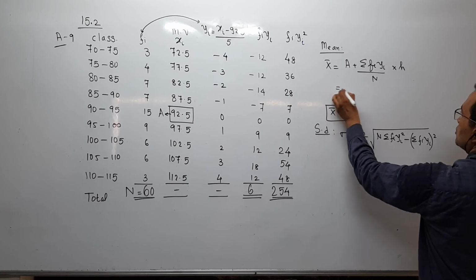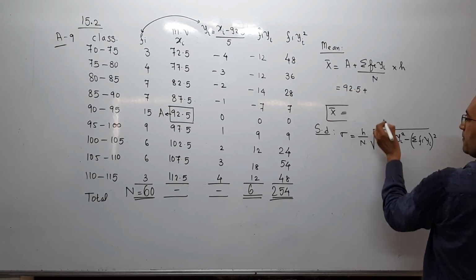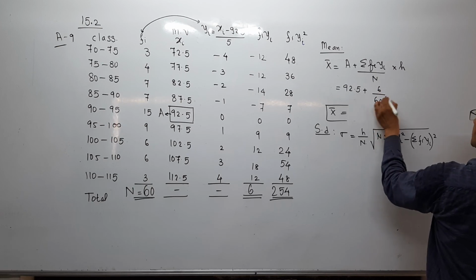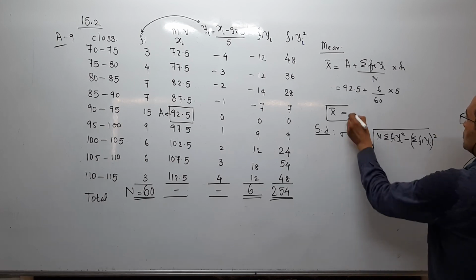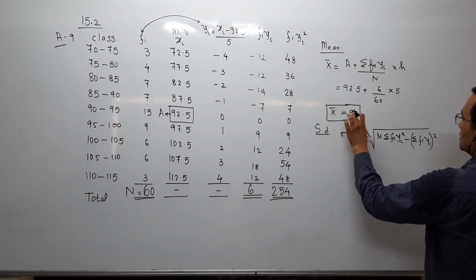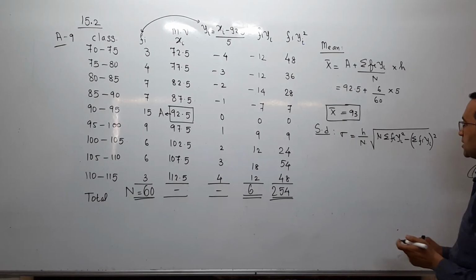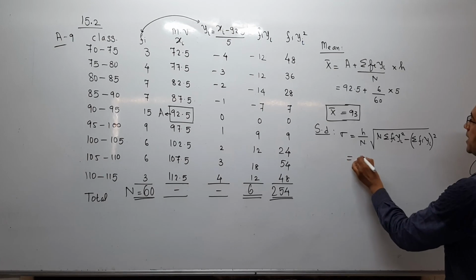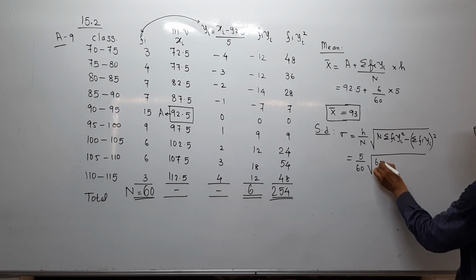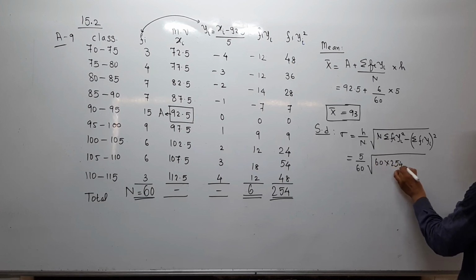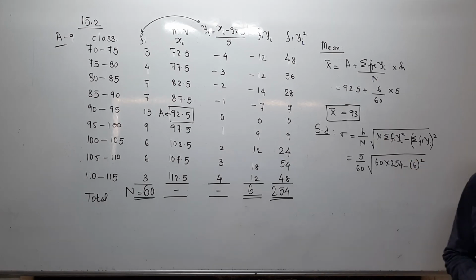So mean turns out to be 92.5 plus 6 upon 60 into 5. So 30 by 60, so this will be 93. Correct? Now n is 60. Standard deviation is 5 into under root of 254 upon 60 minus 6 upon 60 square. Simplifying, students, we get standard deviation as 10.27.